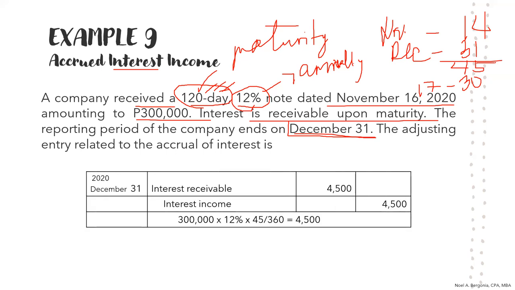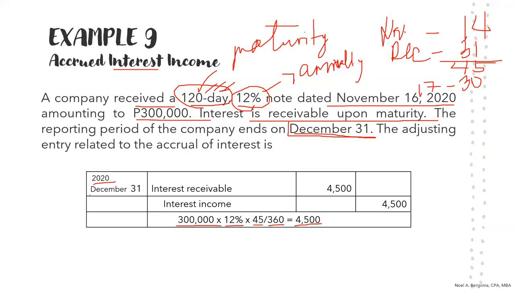So in our adjusting entry, it will be the 300,000 principal times the annual interest rate, and then 45 days yung actual days na nakalipas. Dahil silent yung problem, anong gagamitin? Very good, you will be using the banker's rule, which is 360 days. Kaya yung interest na hindi pa natin nakukolekta pero na-earned na natin was 4,500.